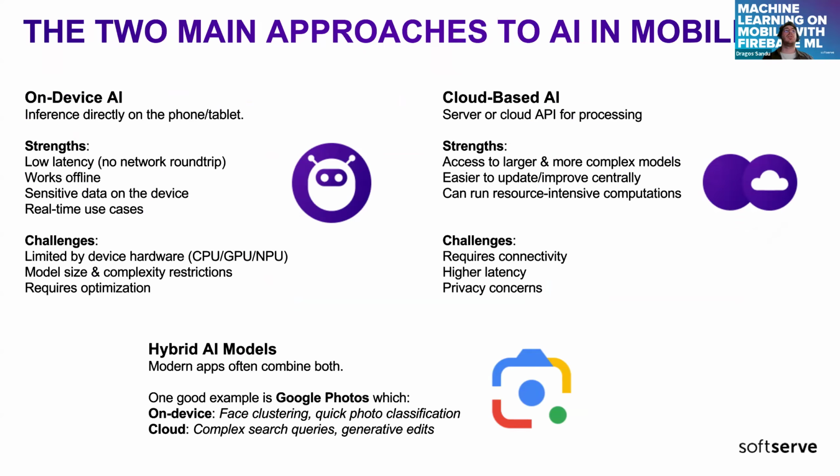So on-device has really, really nice strengths, like having low latency. It works totally offline. We can have sensitive data on the device and handle it locally, or have real-time use cases. But this is really, really challenging because it's limited by the device hardware. It is limited by the model size and complexity restrictions of the neural model.